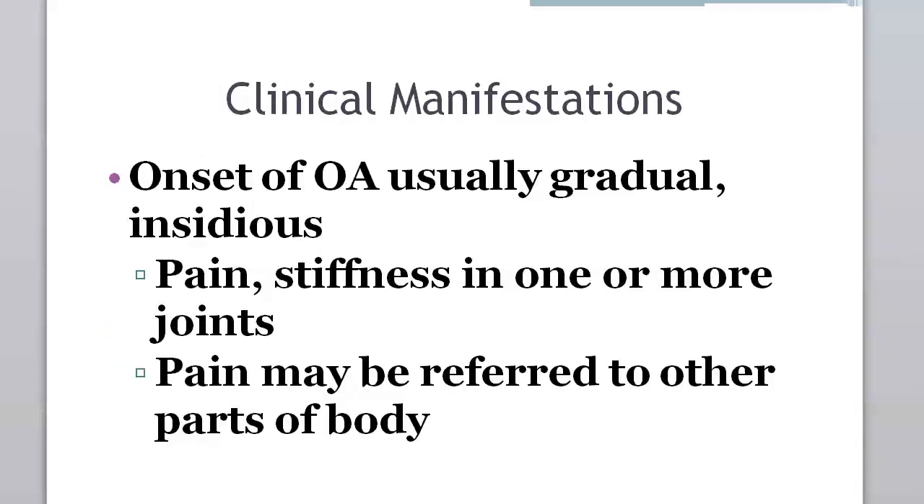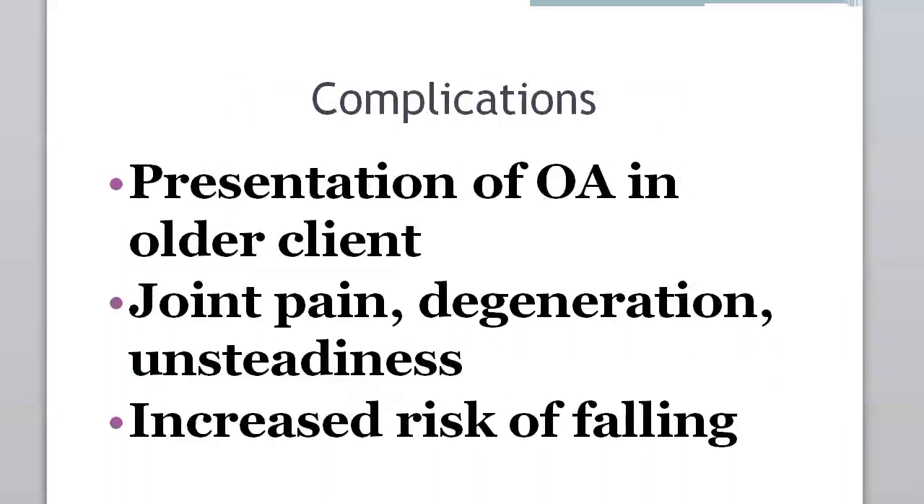The onset of OA is usually gradual or insidious, and what else, along with pain, is the stiffness in one or more joints, and pain may be referred to other parts of the body. Complications: presentation of OA in the older adult leads to a lot of pain and degeneration of those particular areas with the joints, and of course that pain and stiffness can lead to unsteadiness, and so the person now has an increased risk of falling.